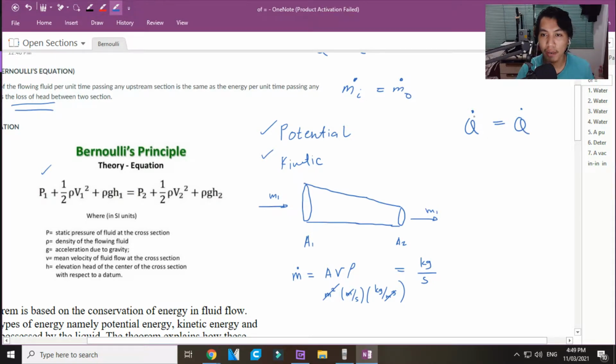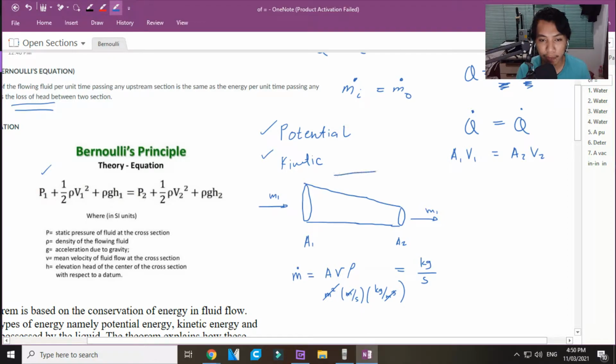And the flow simply is Q equal to A multiplied to V. What is A? That is the area of cross-section. And then V is what? That is the velocity that your fluid is moving. Now, nag-iiba yung cross-section natin base dito, di ba? You look at this figure. Meron kang A1 and V1. Meron kang A2 and V2.